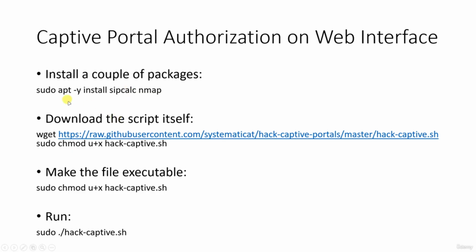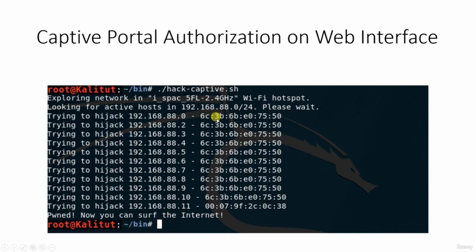After that, you have to download the script itself. Make sure you download using this command. Then what you have to do is make the file executable. So just run this simple code. I already selected this so that you can understand. After that, make the file executable. Then finally, just run it. As you can see, you will get a result similar to this, and you will see the line that you can surf the internet.